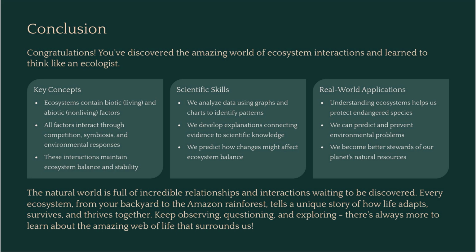In conclusion, an ecosystem is a complex web of biotic, living, and abiotic, non-living factors. They interact in many ways, from competition and predator-prey relationships to mutualism and parasitism. By analyzing data from these interactions, we can explain how changes in one part of the ecosystem affect all the others. This knowledge helps us to better understand and protect our amazing world.